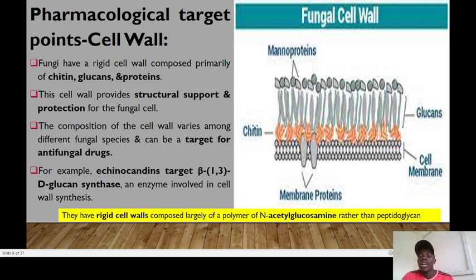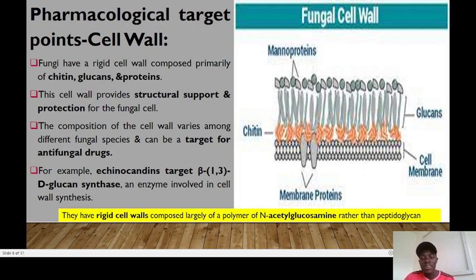All right. So this cell wall is very key to the survival of this fungi because it provides structural support and protects the fungal cell. So if you interfere with this cell wall, the fungi may die. All right. So the composition of the cell wall will vary among different types of fungal species and can be a target for antifungal drugs, as we have indicated. For example, the class of antifungals that we refer to as the echinocandins normally target the beta-D-glucan synthase, and this is the enzyme that is involved in the cell wall synthesis.